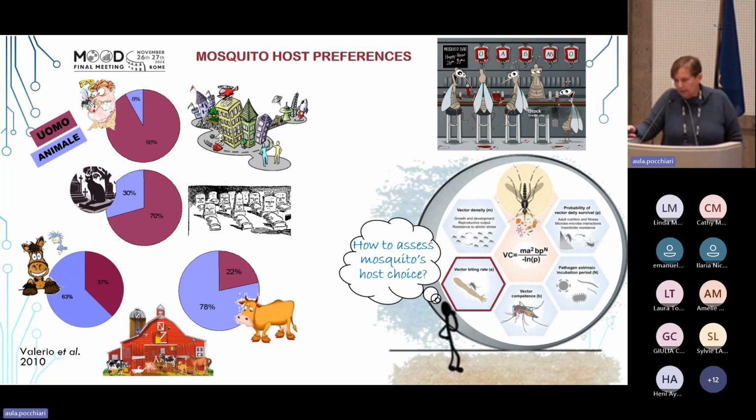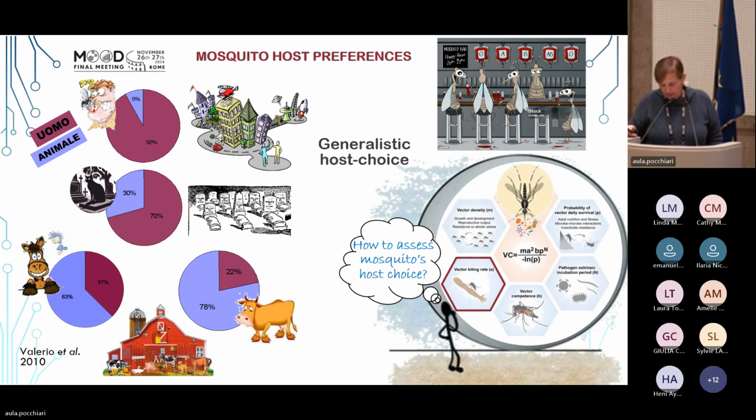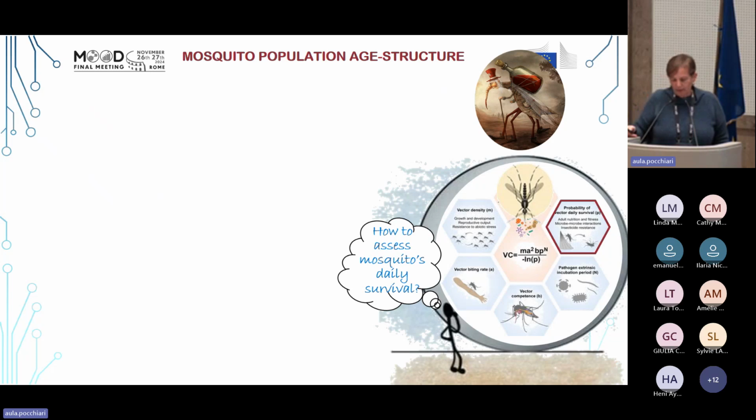So this, I think, is something that has to be considered carefully when assessing the risk of transmission of arboviruses, because this is one of the parameters that changes very significantly from urban to rural areas. And finally, a last long-standing question in medical entomology in general is how to assess the probability of survival of the mosquito vectors, which have a very big weight in the Macdonald formula.